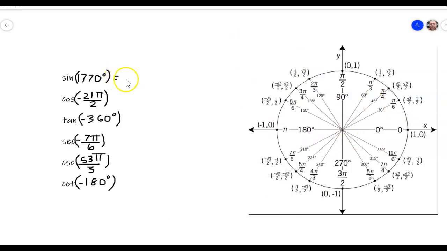So this is going to be equal to the sine of 330 degrees. Going to 330 on the unit circle, the sine is the y value, so that's just going to be equal to negative 1/2, or negative 0.5.